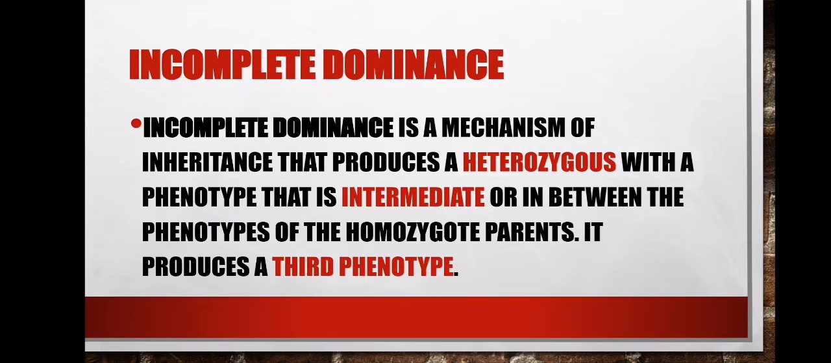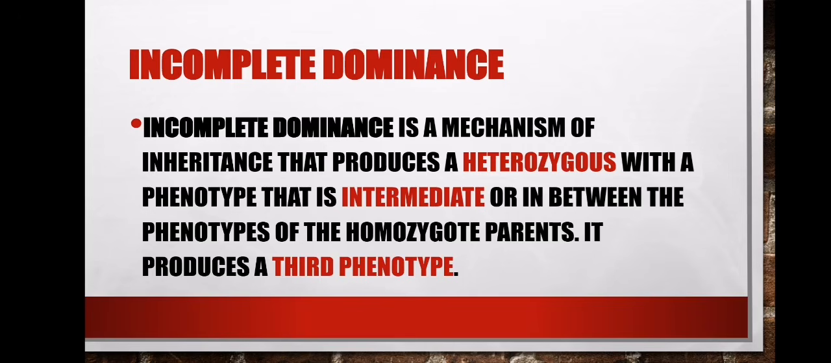Let me focus on this one. I'm sorry, I will take time when I explain the incomplete dominance, but I hope that at the end of it all, it will be helpful. Incomplete dominance, we say, is a mechanism of inheritance that produces a heterozygote with a phenotype that is intermediate, or in between the phenotypes of the two homozygote parents. I then added that it produces a third phenotype.